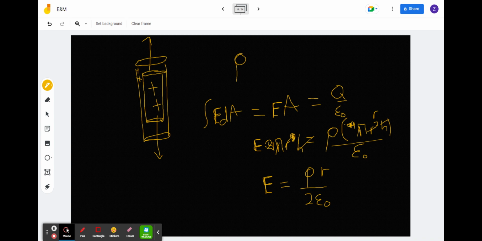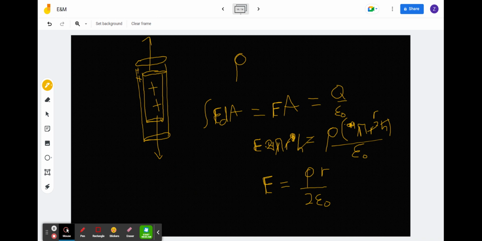So, once again, the key takeaway is not just this formula, but also how we're getting this formula, how we're setting up these Gaussian surfaces. And that's one of the most important parts of this unit, right? Setting up our Gaussian surface such that we have an easy way to calculate the electric field.